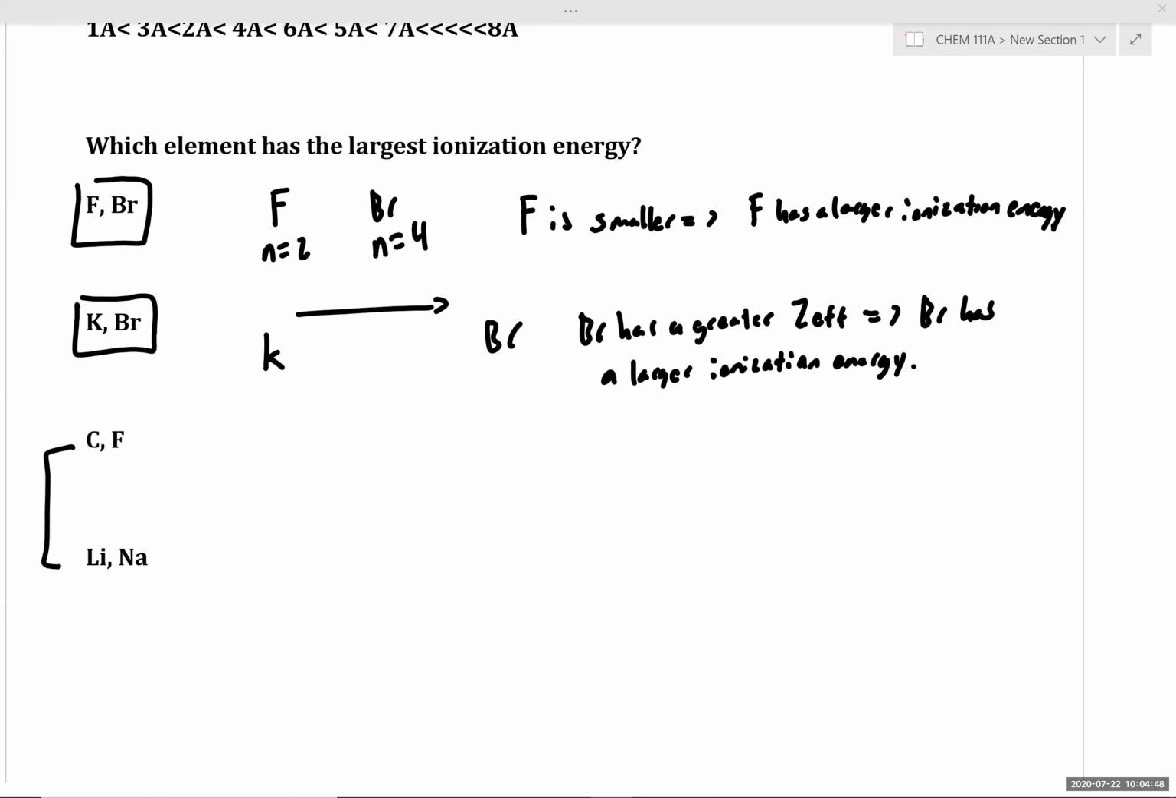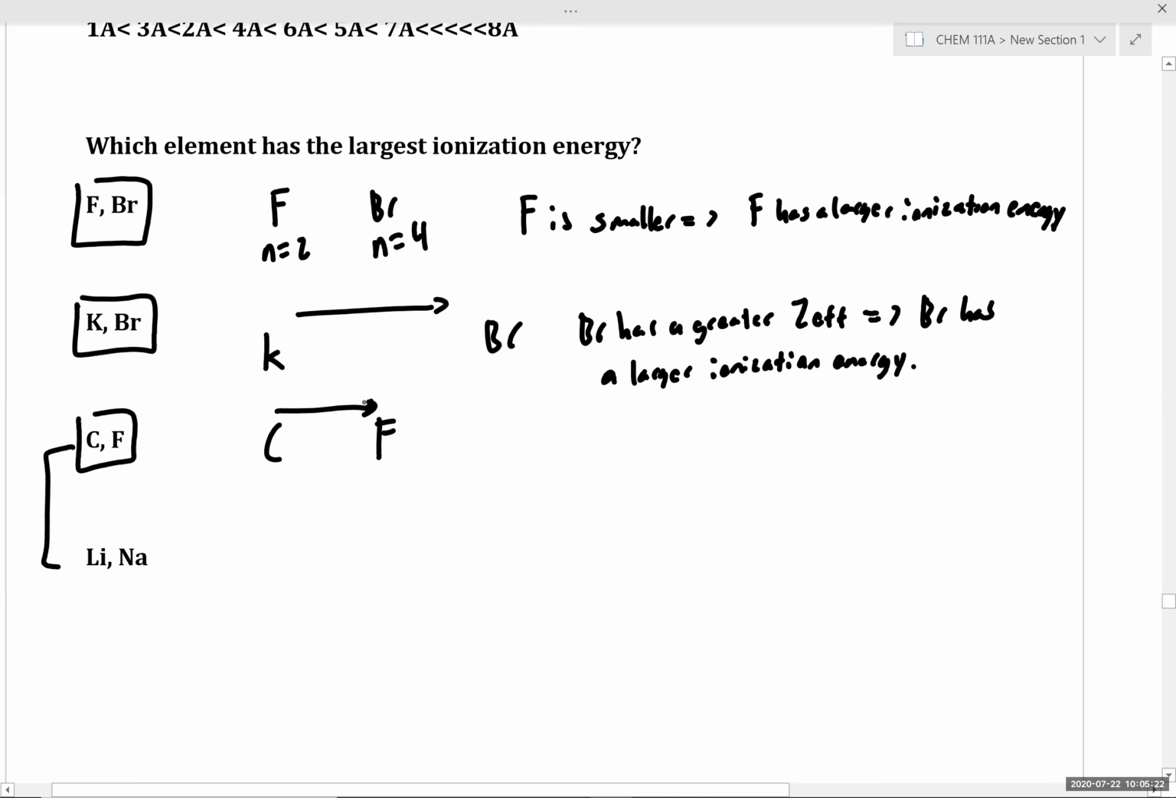And we'll discuss this example in another minute. Okay, so let's discuss this example. So comparing carbon and fluorine.